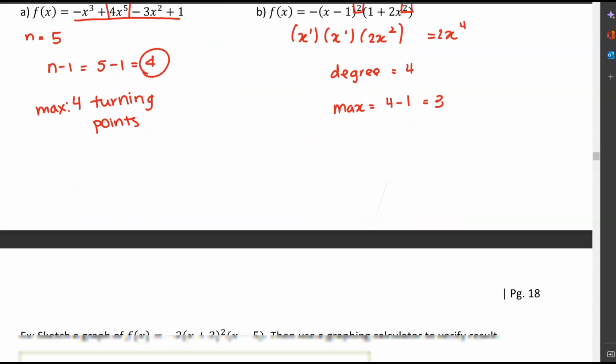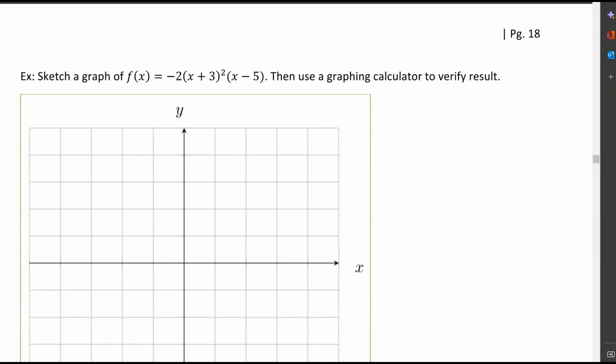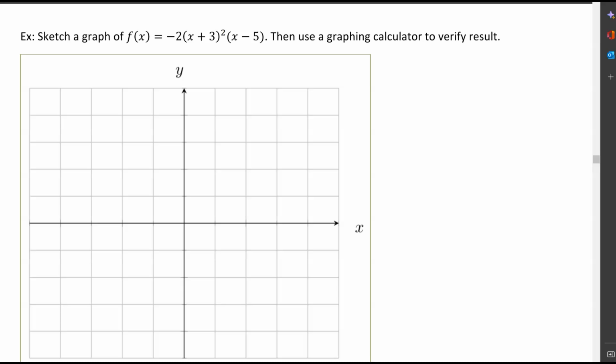All right, let's take a look at the next example here. We want to sketch the graph of f of x equals -2 times x plus 3 squared times x minus 5. Then we want to use a calculator to verify the results. So what zeros do we have? Because we are going to set this equal to 0, we're going to get a 0 at x equals -3. Here we're going to set this equal to 0, and we're going to get a 0 at x equals 5. So we have 2 zeros, one at -3 and one at 5.